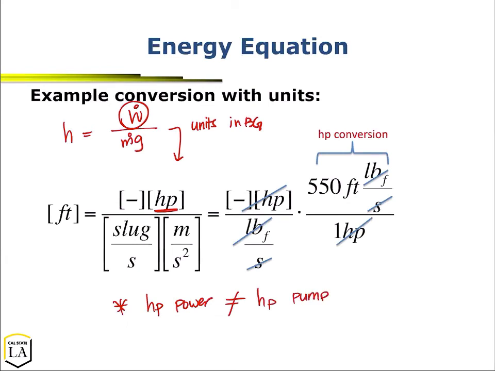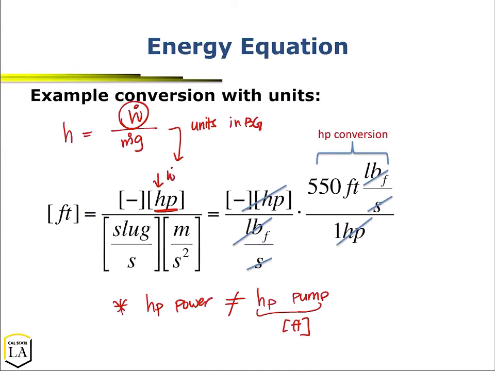Sometimes students misinterpret that when they're reading the problem statement where it says the shaft added 10 horsepower of energy to the system. Okay, great. That's the shaft power from the pump. That is not HP, that's not the head added by the pump. The head added by the pump in these units will be in feet. W dot is going to be in horsepower. So these are the units for W dot.